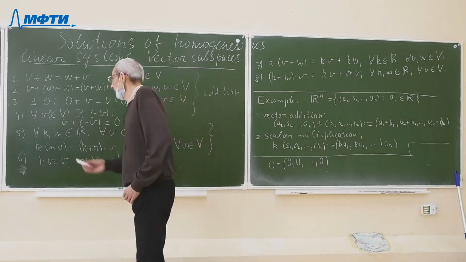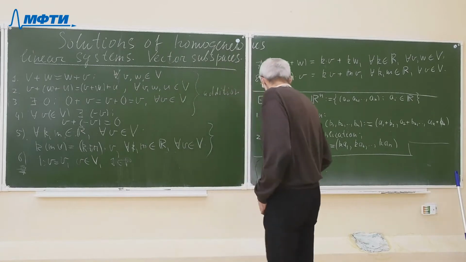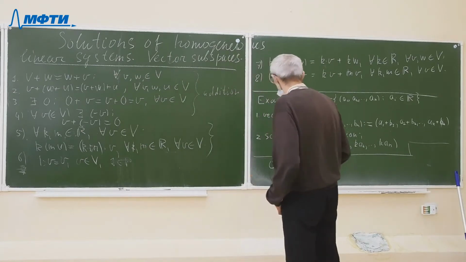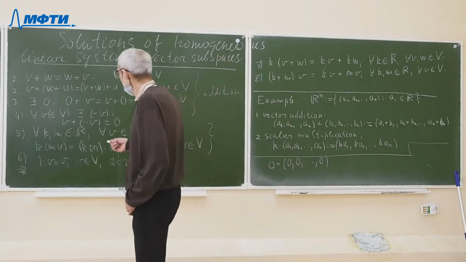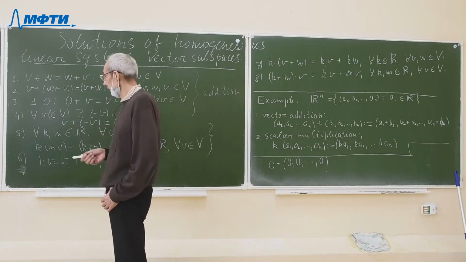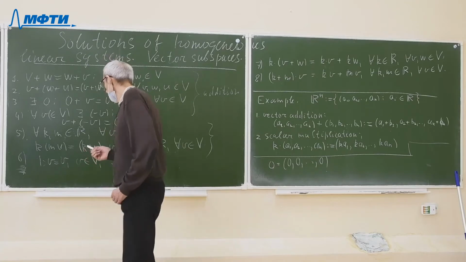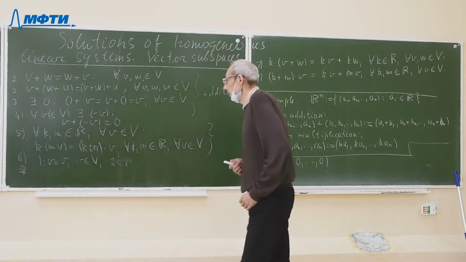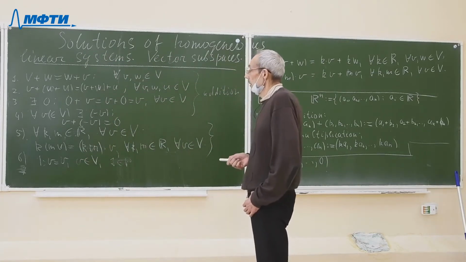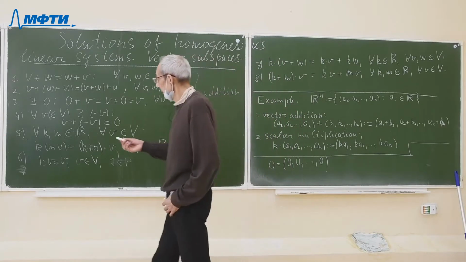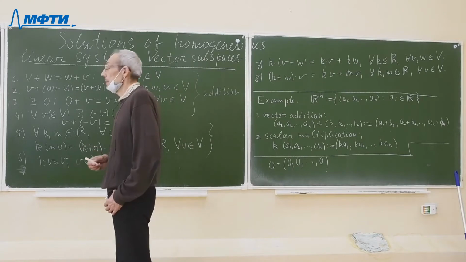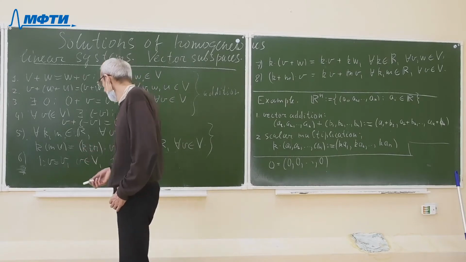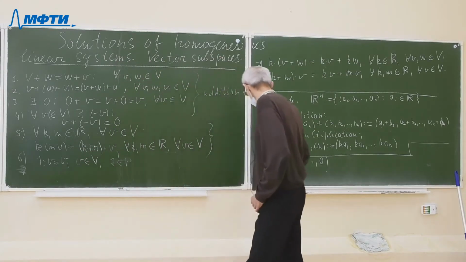The fourth axiom: for any element v1, vn, we can consider the n-tuple with opposite signs, minus v1, minus v2, minus vn, and the sum of the initial n-tuple and the n-tuple with opposite signs is equal to the zero n-tuple.